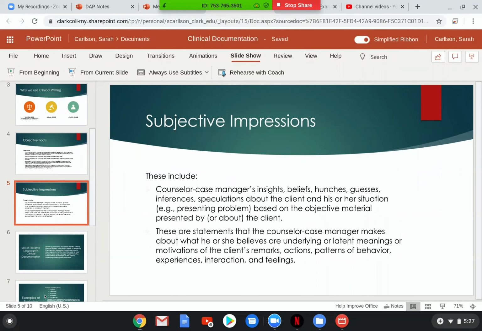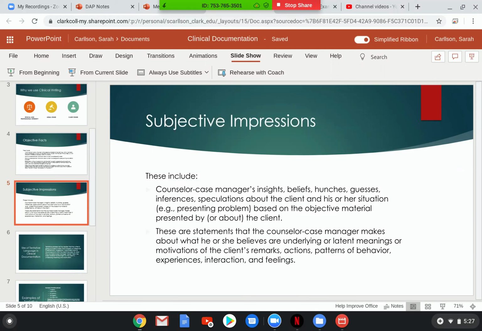So subjective impressions, so this is where our professional opinion comes back in. So these include the counselor or case manager's insights, beliefs, hunches, guesses, inferences, speculations about the client and his or her situation or their presenting problem based on the objective material presented by the client. So we want to formulate a professional assessment or a professional opinion about what's going on with the patient based on what they presented. So we want to be sure that we are providing evidence for our opinions as well.